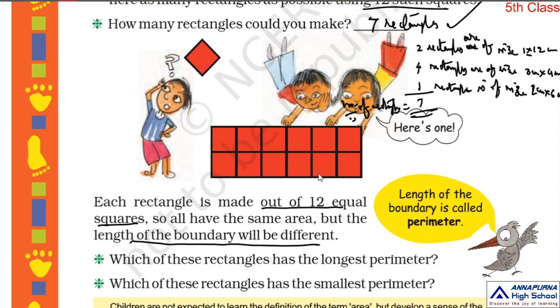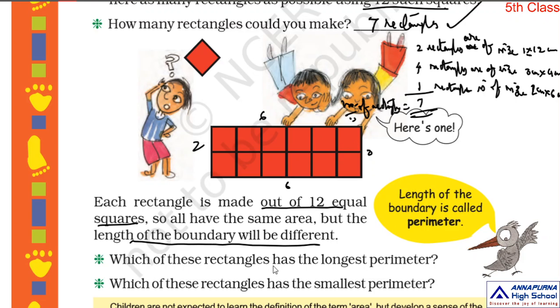So here, what is the length of this one? 1, 2, 3, 4, 5, 6. Here the boundary is 2. Here 6. Here 2. The length of the boundary is called perimeter. As we know, the distance around the figure is called perimeter. That means if you add all the sides of whatever the diagram is, we will get the perimeter.